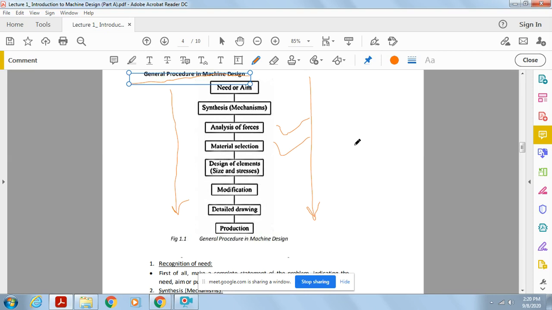If a consumer wants a product with high performance and a long life cycle, but at a cheap price, the manufacturer has to provide that product at a cheap price. In that case, material selection also plays a good role. The material should not be very costly, it should be an economic one. Once material selection is complete, you have to go through the design of the elements.